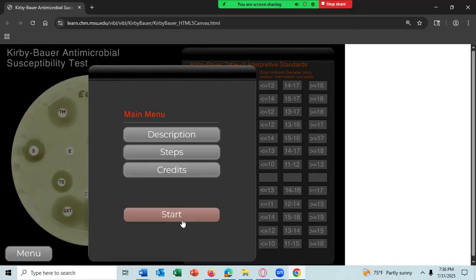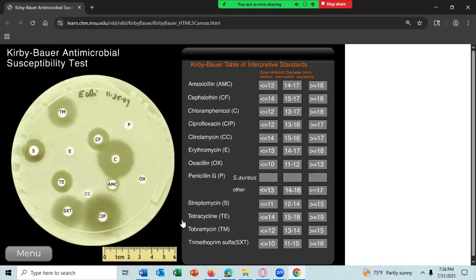What you want to do is click start once you come here. And then this is showing you the Kirby-Bauer diffusion method for E. coli with these antibiotics. And what you do is you grab the ruler and you bring it up here and you try and move it to the end along the diameter, so right in the middle of the plate, and then you measure the diameter. You can only do it 1 time.